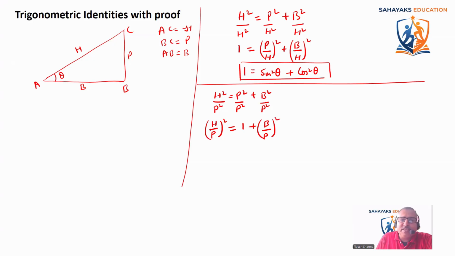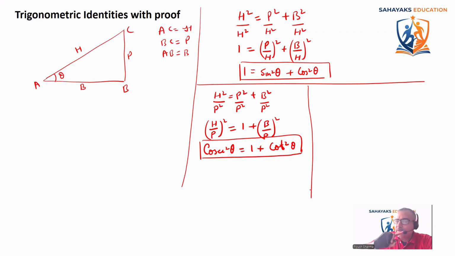What is h by p? We know it is the opposite of sine, because sine is p by h. H by p is cosec. So cosec square theta is equal to 1 plus, what is b by p? B by p is cot. Cot, not cos. Cot square theta. So this is the second identity, the second formula which we'll be using.